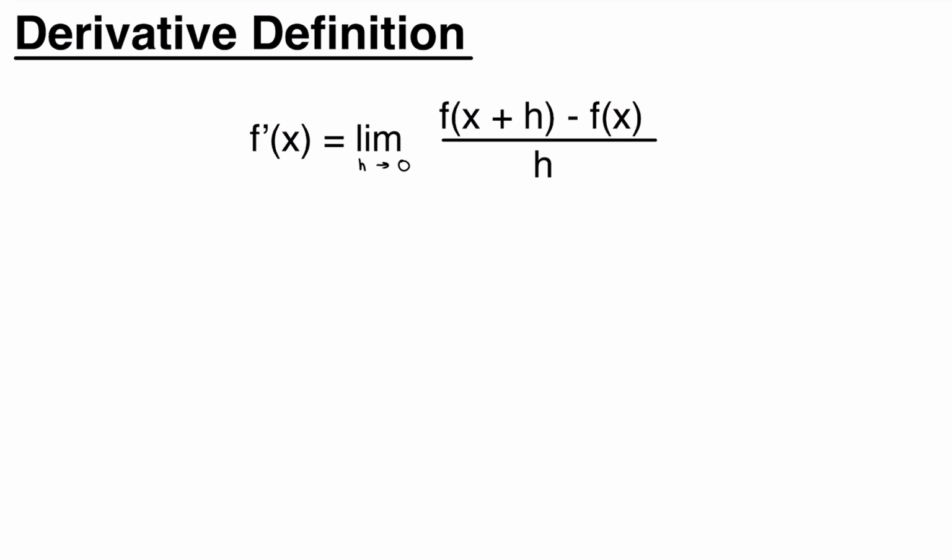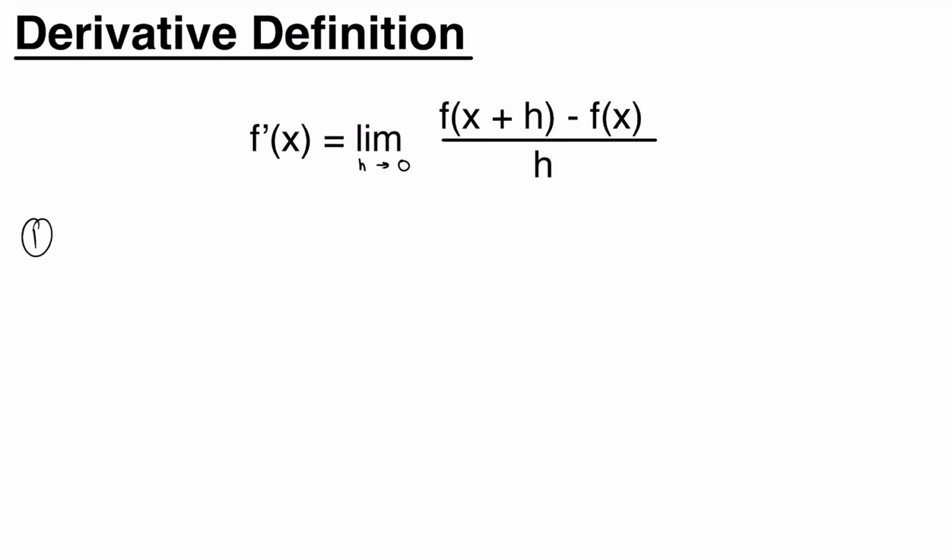A derivative simply measures the instantaneous rate of change of a function at a point. So using first principles, the derivative of f(x) is defined as the limit as h approaches 0 of f(x + h) minus f(x), all over h. With that said, let's go over our first example.